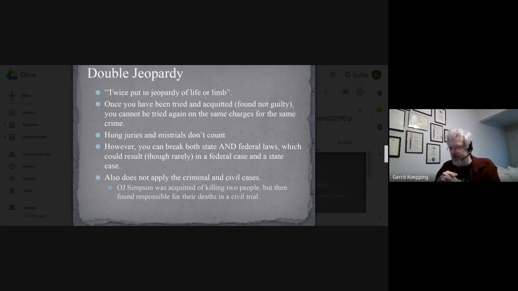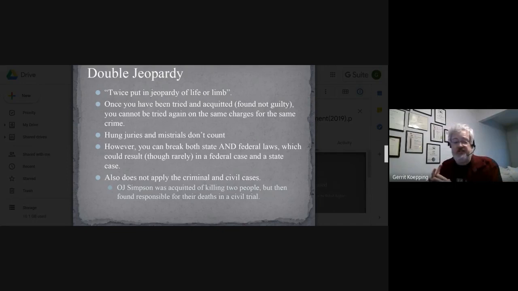But if there's an acquittal, you can't be tried on those charges again. Now, if you violated a law where there's both state and federal charges, and let's say you're acquitted on state charges, you could theoretically be charged under federal law if there is some sort of equivalent federal law that you could be charged on. That doesn't happen that often. There's only so many times where a criminal act violates both state and federal law.